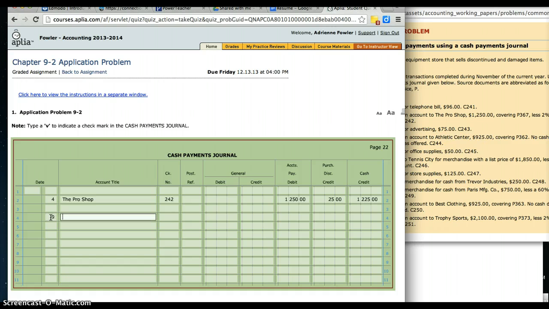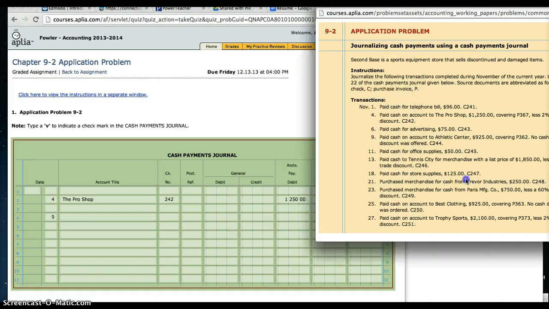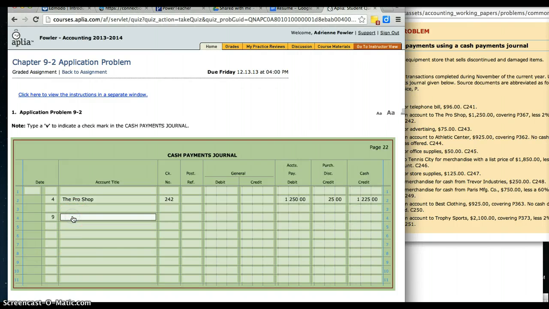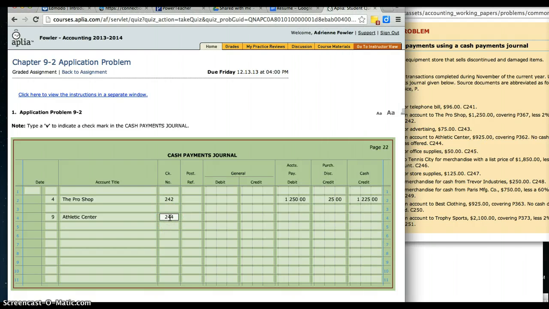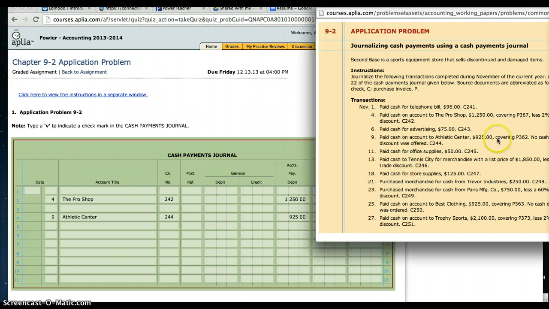Might be a little bit confusing. It's pretty much the exact same thing as the one we did on the 4th, except for the fact that no cash discount is offered. So the only thing that's going to be different here, this was the Athletic Center. It was check number 244. And we're just going to put the entire amount here as well as here because of him not getting a discount. Okay, 11th should be something you already know.